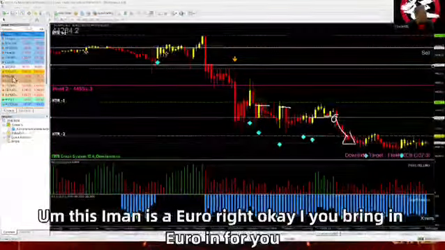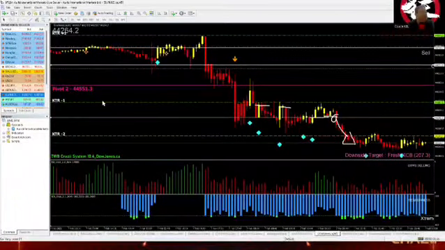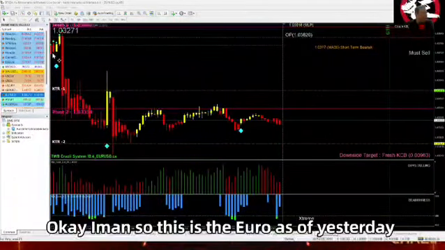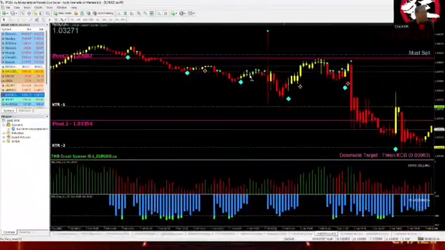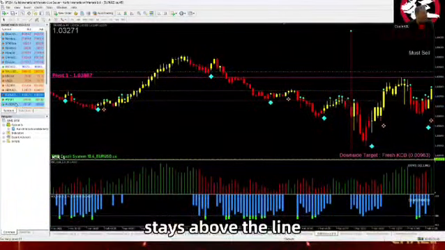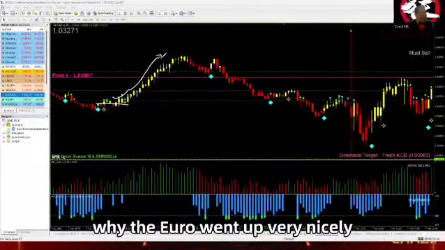Iman, you say euro, right? Okay, I can bring in euro for you. Okay, Iman, so this is the euro as of yesterday. Initially, you can see that the market stays above the line. So that's why the euro went up very nicely.